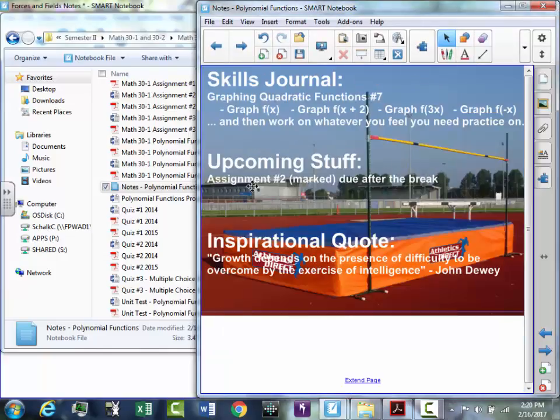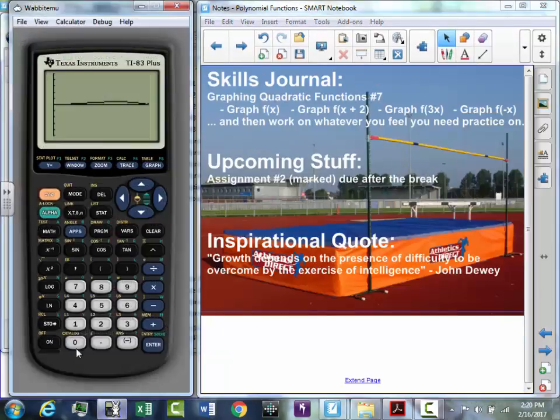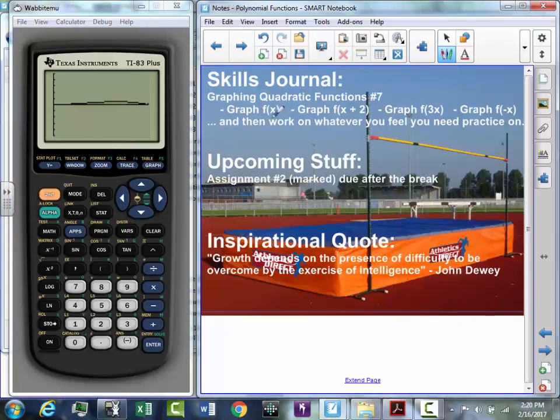Okay, so I'm going to start right now, for those of you watching the video, with these skills journal questions. We're going to graph just a normal function. Then we're going to graph the function, but everywhere we see x, we're going to put x plus 2. We'll try it again, but everywhere we see x, we're going to put 3x, and then negative x. So help me out, though. What is the function number 7? What is the actual equation?